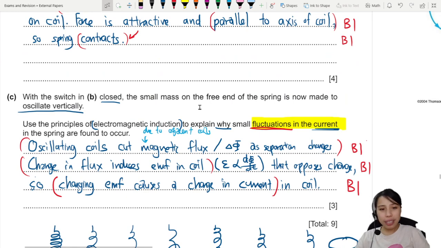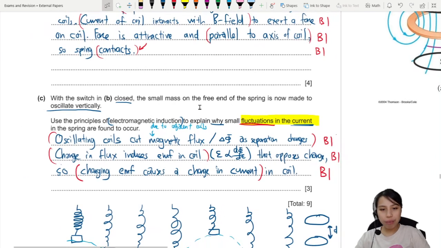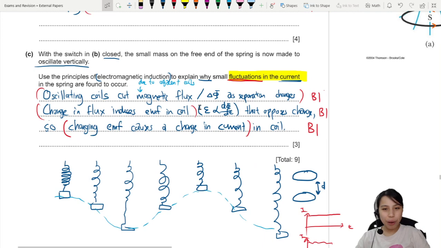Okay, I think that's all for this question. Kind of a tricky one. A very good one to really test our understanding of what are coils, magnetic fields, and even oscillations.